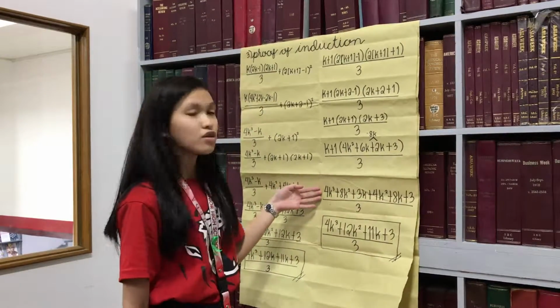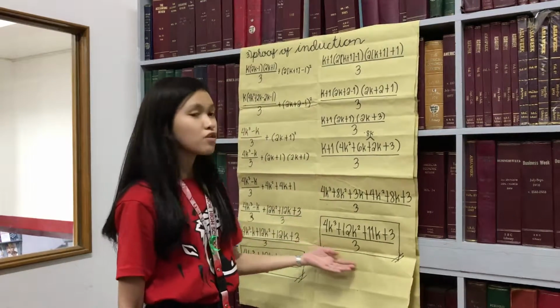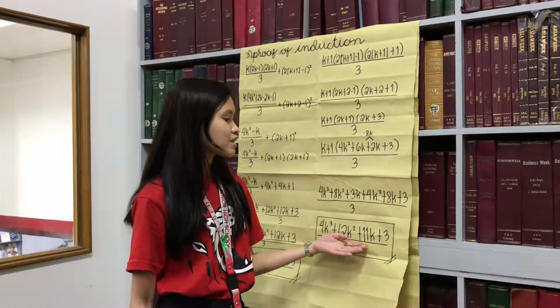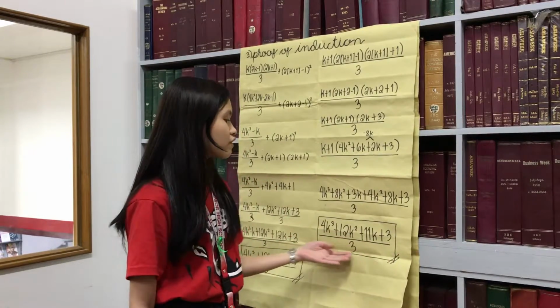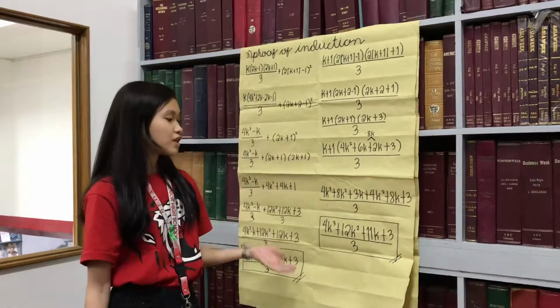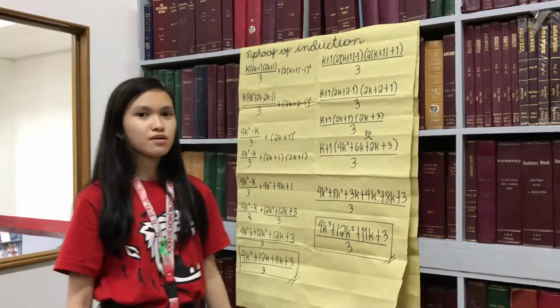What you'll do is combine like terms. After you combine like terms, you get the final answer, which is 4k cubed plus 12k squared plus 11k plus 3 over 3. As you can see, they are now both equal, and we prove that this equation is true for all natural numbers.